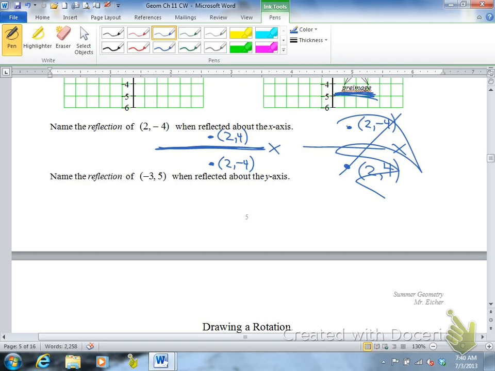Name the reflection of (-3, 5) when reflected about the y-axis. Here's the y-axis. (-3, 5). -3 is on the left of the axis, so (-3, 5) somewhere over here. Notice it doesn't matter too much about graphing it, going left 3, up 5, because you're reflecting it about the y-axis, so you're over here somewhere. And see if you can name those coordinates. I'll give you 4 seconds. If you got (3, 5), you deserve a pat on the back, so pat yourself on the back.